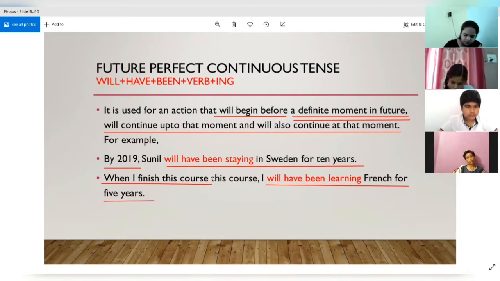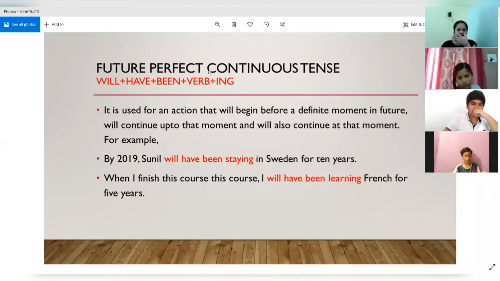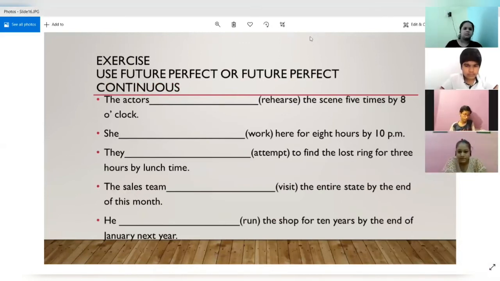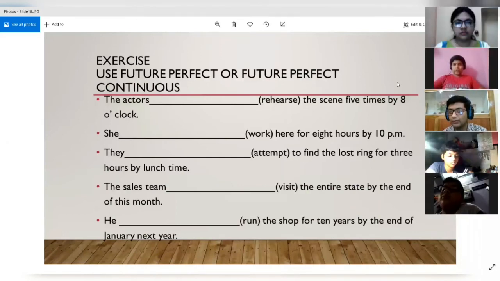In the future perfect tense, the action has been completed at that specific moment in future. But in the future perfect continuous, the action is going on at that moment also, at that specific moment in future. All right. So now we will solve the exercise on this basis. We will fill with the future continuous tense or future perfect continuous or future perfect. So let's see the exercise now. Okay. So now who wants to answer?